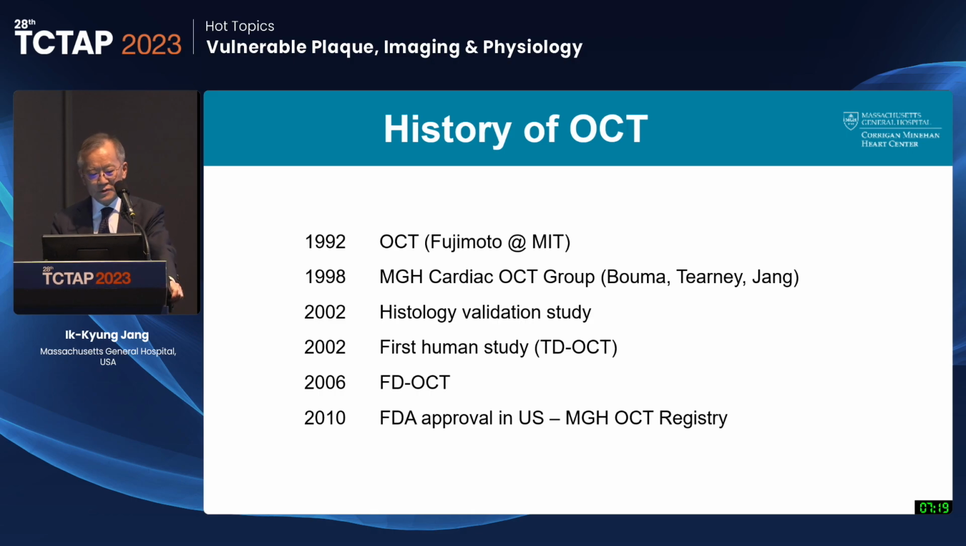So this is the history of OCT. It was developed by Professor Jim Fujimoto at Massachusetts Institute of Technology in 1992. 6 years later, 2 scientists from Jim's lab, Dr. Bouma and Tearney, came to Mass General, and 3 of us formed an MGH OCT group. And it took 3-4 years to finish the histology validation study, which is a critical step. And actually, the first in-man study using the prototype catheter and prototype machine was right here at Asan Medical Center. It was done in 2000, and the first publication was in 2002.